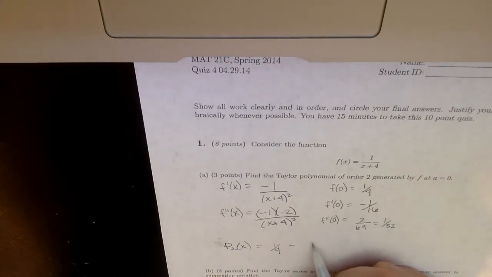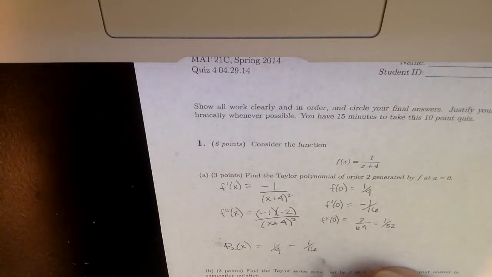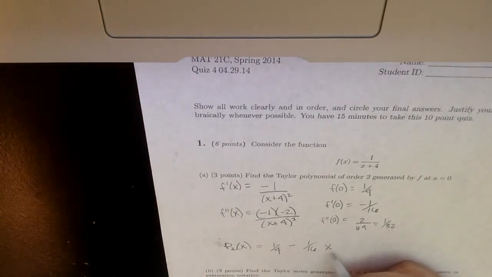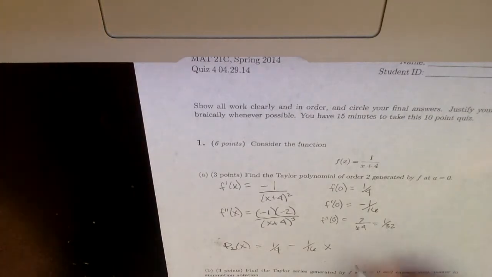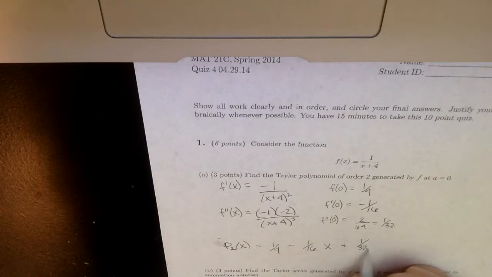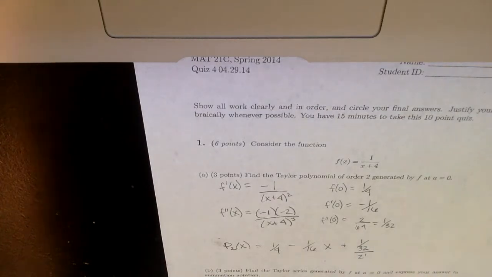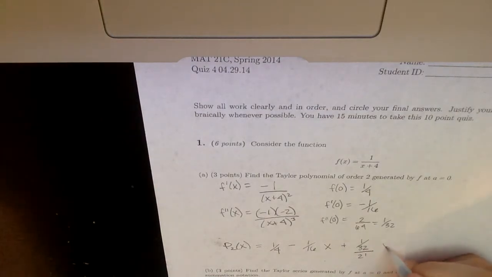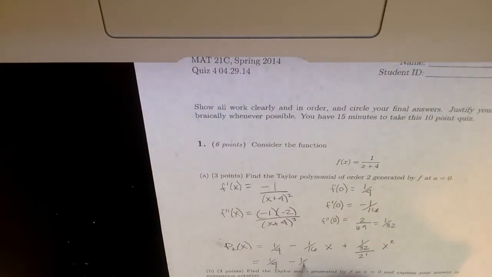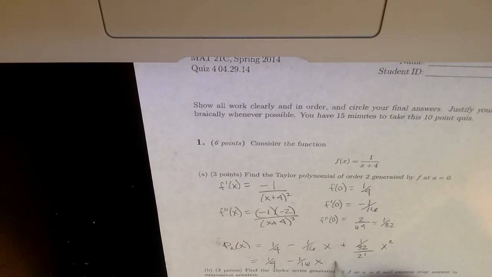And then we have minus 1/16, which is over, again, 1 factorial, but that's also just 1, and then times x to the 1, which is just x. And then plus 1 over 32 over 2 factorial, that's just 2, times x squared. So this whole thing is 1/4 minus 1/16 x plus 1/64 x squared.